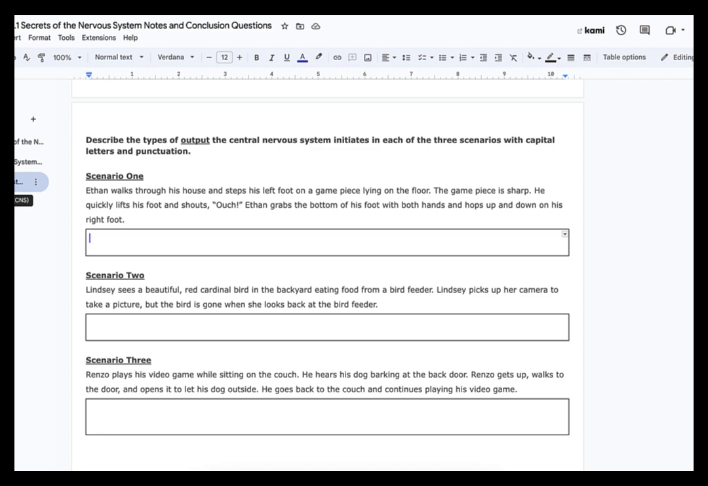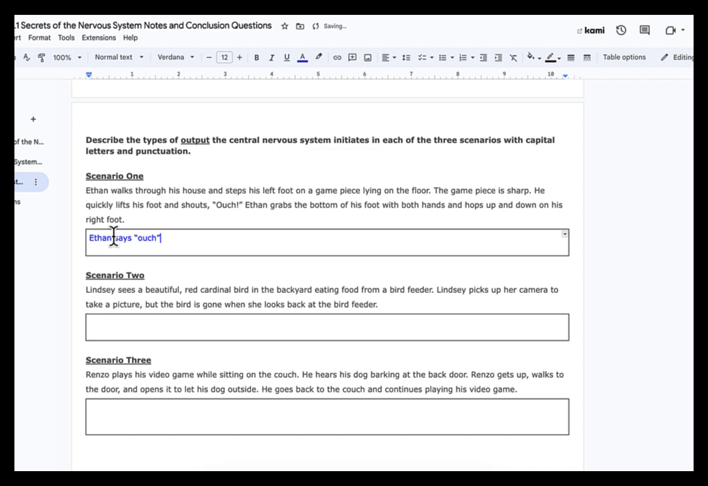So same scenario about this kid Ethan walks through his house, steps on a game piece. The game piece is sharp. Quickly lifts his foot, shouts "ouch!" Grabs the bottom of his foot with both hands and starts jumping up and down. So if we're talking about what's the first action? So after he feels that pain, that sense, then we're going to say Ethan says "ouch."